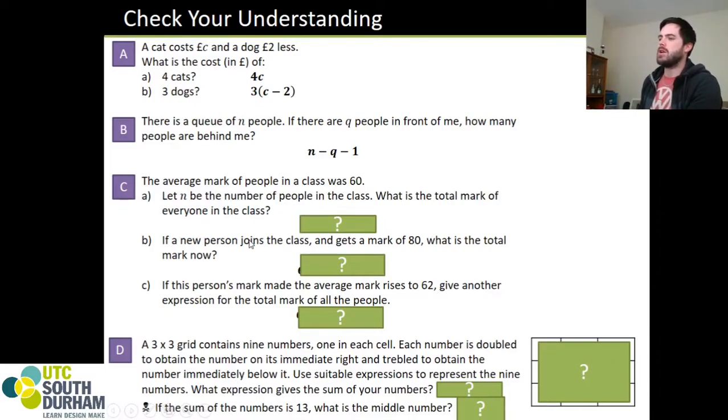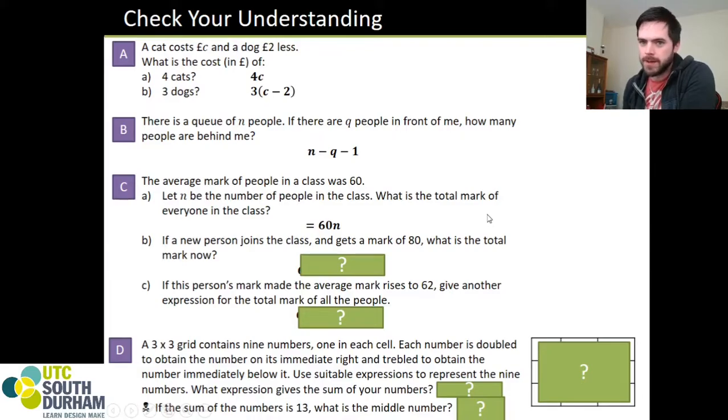The average mark of people in a class was 60, so n is the number of people in the class. Now remember, if the total mark, as in the marks from everybody, is divided by the number of people, then we get the average mark, which basically means that some number was divided by n to get 60. So to find out the total mark in the class, we have to multiply to get 60n. The total mark was 60 times the number of people.